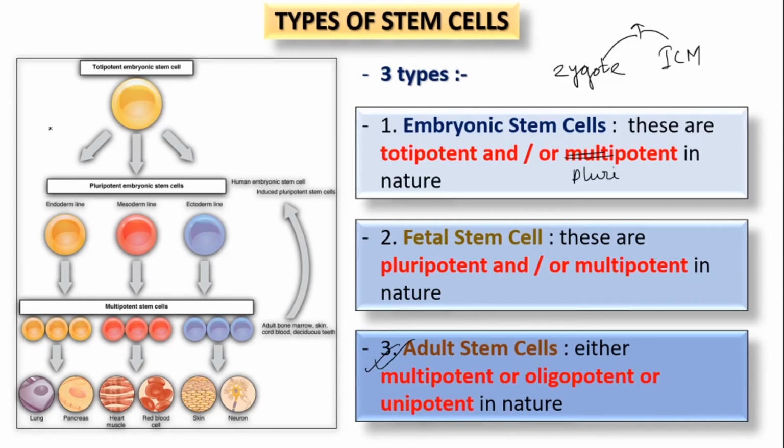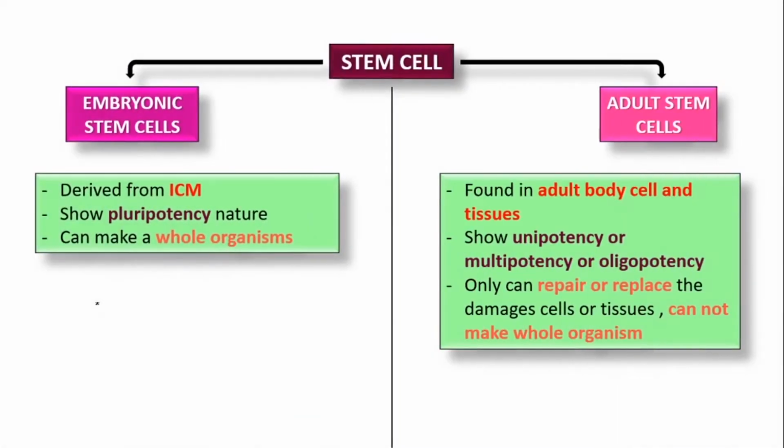As you can see in this figure as well, the totipotent embryonic stem cells give rise to the pluripotent kind of embryonic stem cells, and further this pluripotency results in the formation of the multipotent kind of stem cells. So if we differentiate embryonic stem cells and adult stem cells: embryonic stem cells are derived from the ICM, and they show pluripotency in nature, and they can make the whole organism but not the trophoblast.